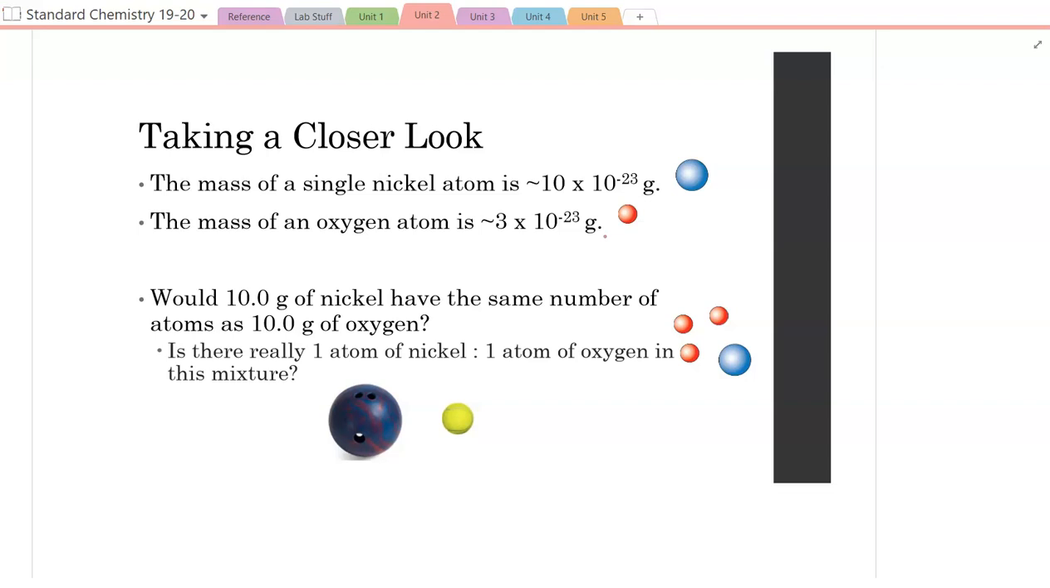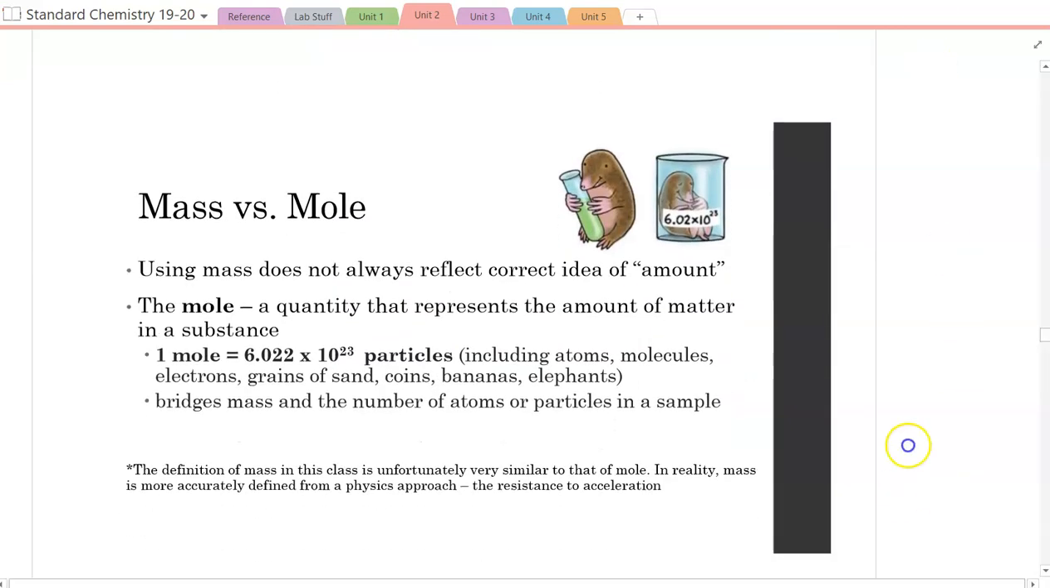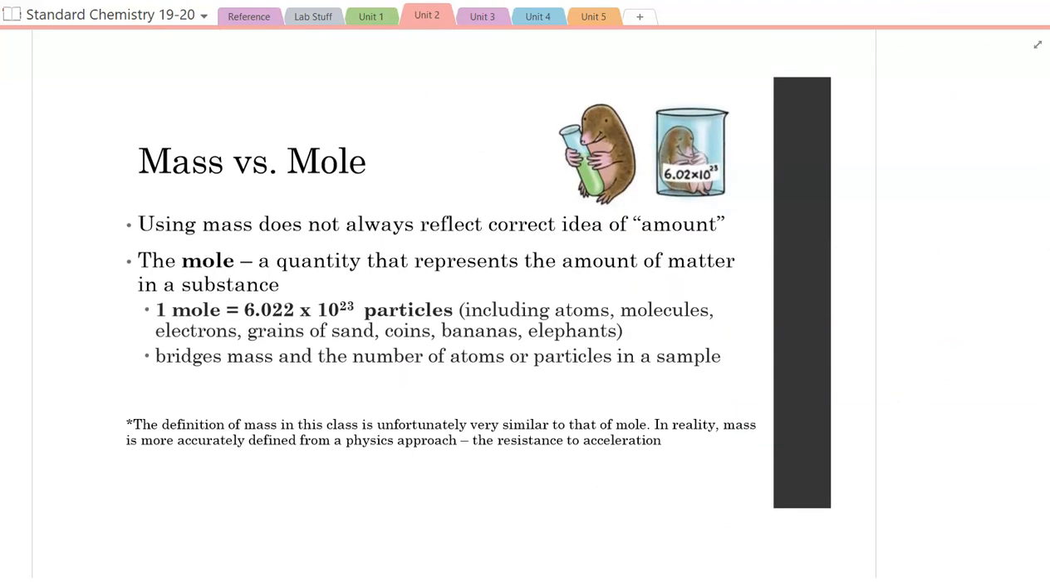So if you're kind of thinking about this, it'd be like having 100 pounds of bowling balls and 100 pounds of tennis balls. Would you have the same number of balls of each if you had, again, 100 pounds of each? Absolutely not, because the bowling ball is much heavier, so you'd have fewer of them in order to get 100 pounds. Same idea with nickel and oxygen. If I have 10 grams of nickel and 10 grams of oxygen, I have way more atoms of oxygen than I would for nickel because nickel is just a bigger, heavier atom. So that's when we instead use this idea of the mole.